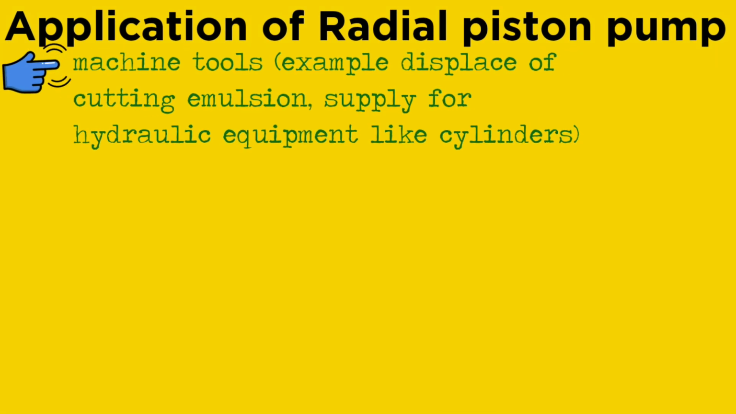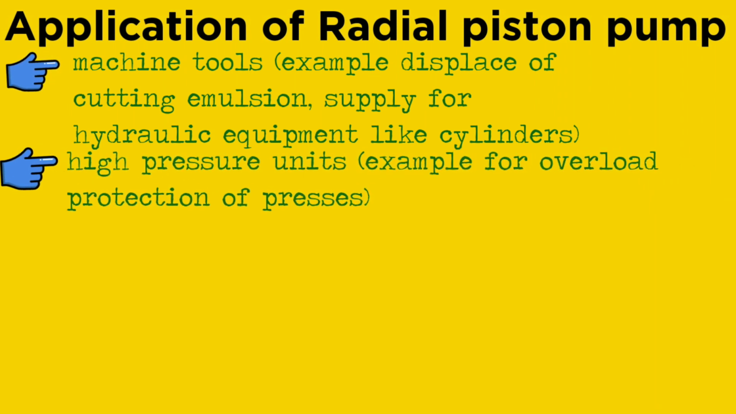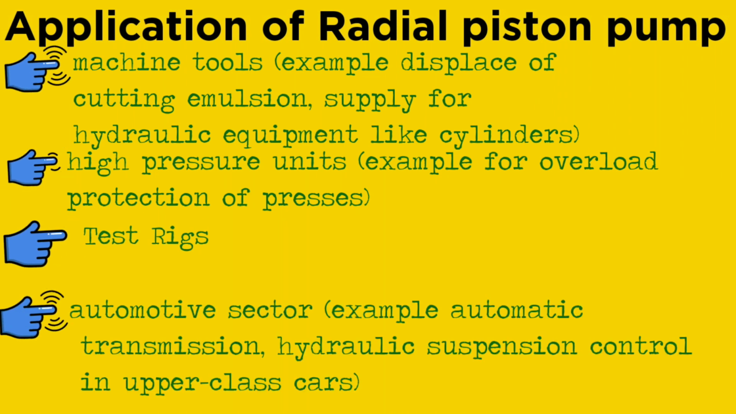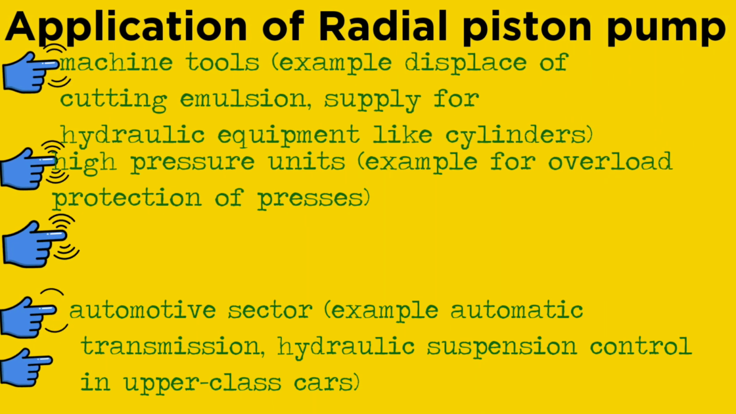The following are applications for a radial piston pump: machine tools, for example the supply of cutting emulsion; supply for hydraulic equipment like cylinders; high pressure units, for example overload protection of presses; test rigs; and the automotive sector, for example automatic transmission and hydraulic suspension control in upper class cars.